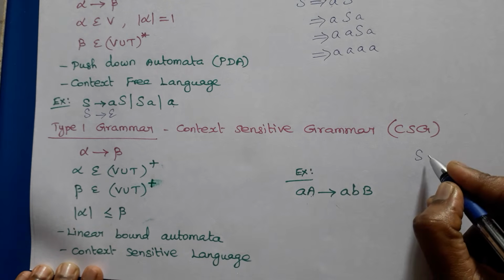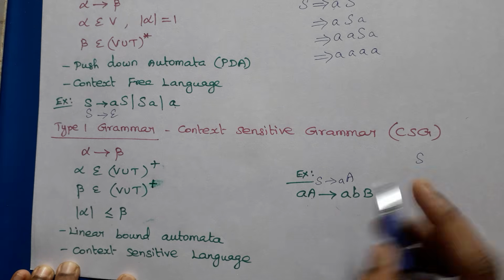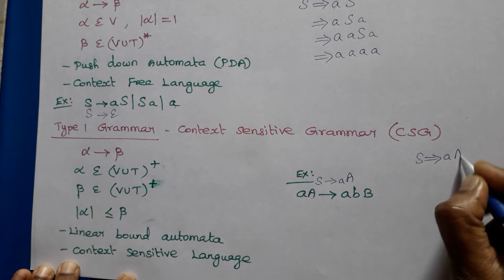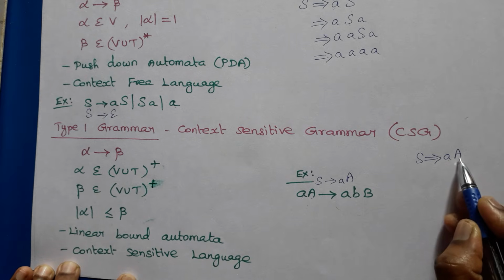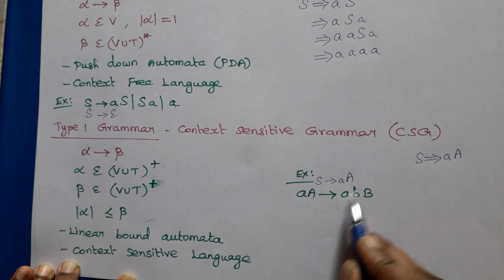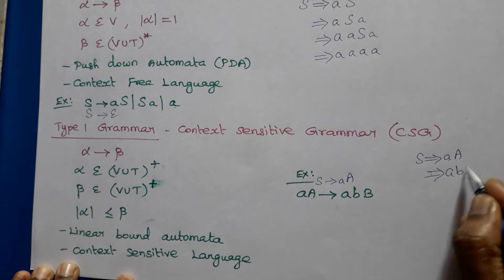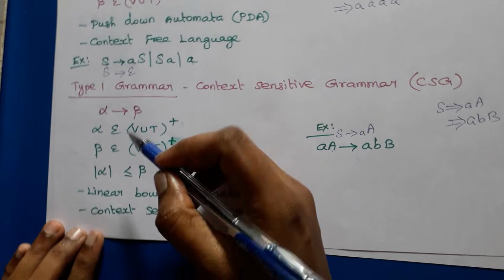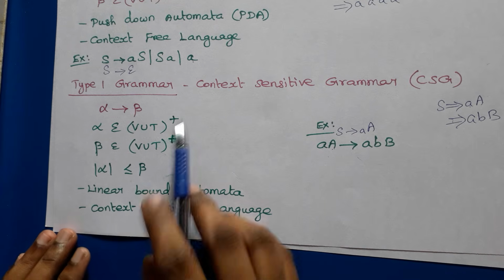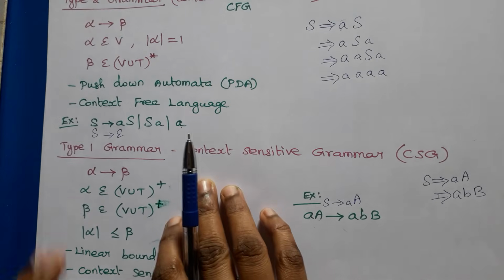For example, suppose assume that this is considered as a grammar. So S can be replaced by AA, and in this A is preceded by a. So both symbols can be replaced by ABB in the next step. So this is called context sensitive grammar, and the mathematical model that accepts this grammar is called a linear bound automata, and the language generated by this grammar is context sensitive language.